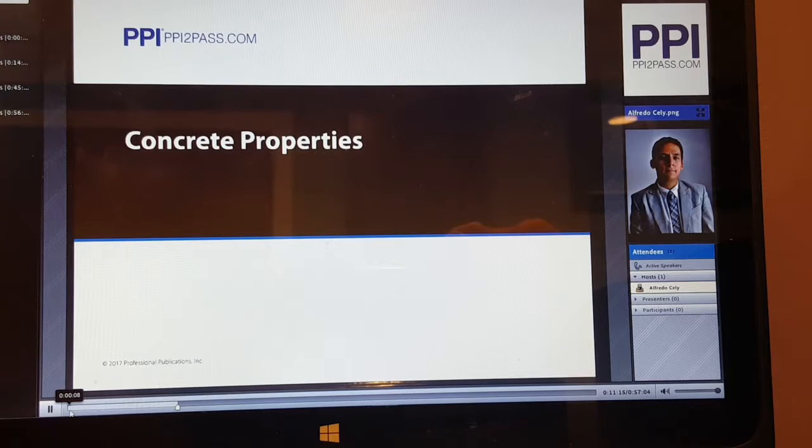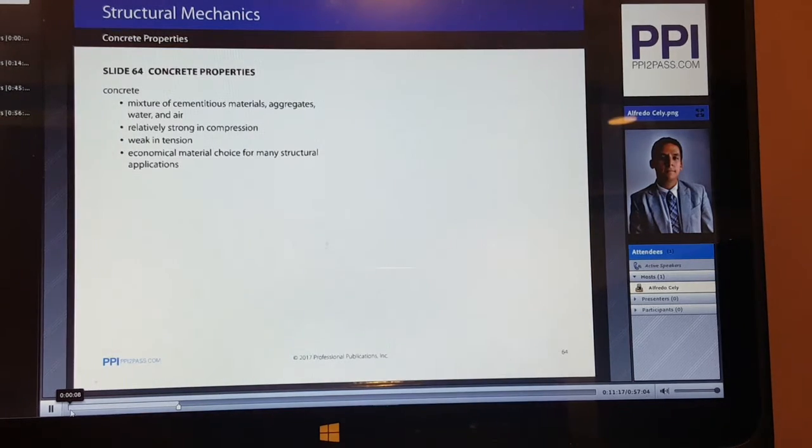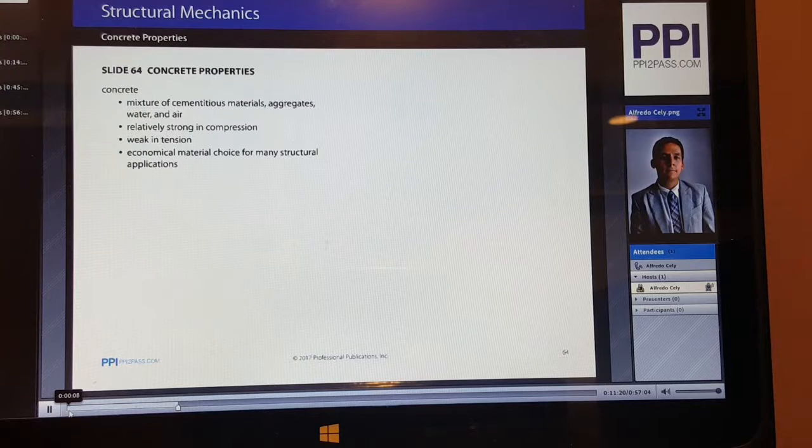Let's start going into concrete properties. Concrete. What is concrete? Concrete is a mixture of cementitious materials, aggregates, water, and air. Sometimes you'll see that people use concrete and cement as synonyms, whereas in reality cement is a portion of concrete. Because concrete also has cement, aggregates, water, and air.